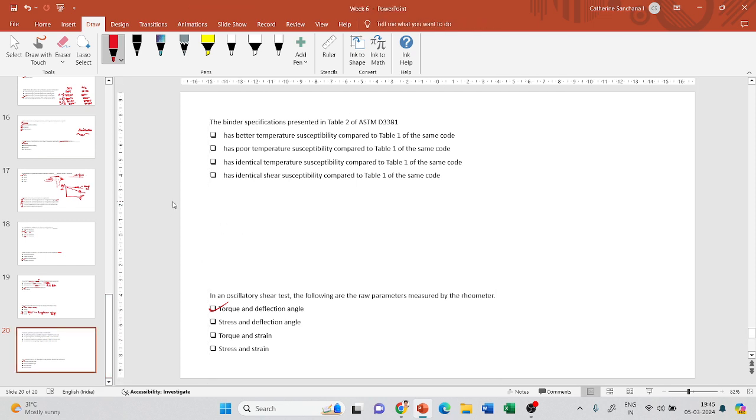The binder specifications presented in table 2 of ASTM D3381. This is what is used in the US, I believe, if I'm not wrong, so please correct me if I'm wrong. Here this is the only code to give two tables, table 1 and table 2. If you see, both these tables have the same viscosity requirements, but the penetration of table 1 is less than the penetration of table 2.